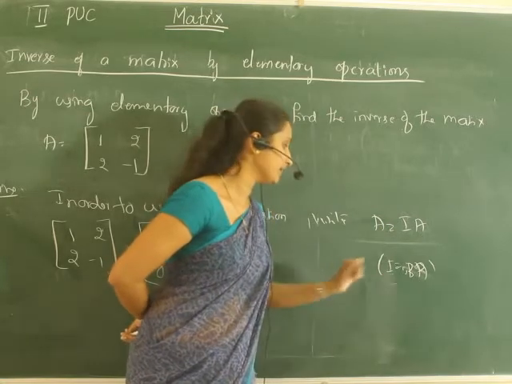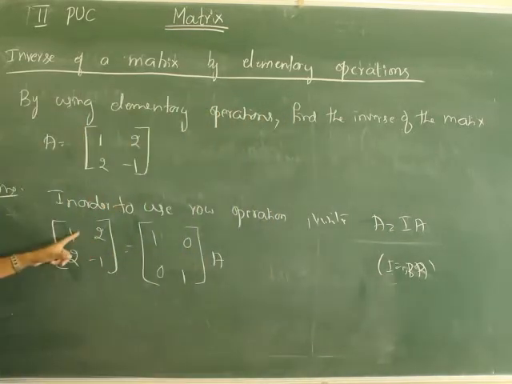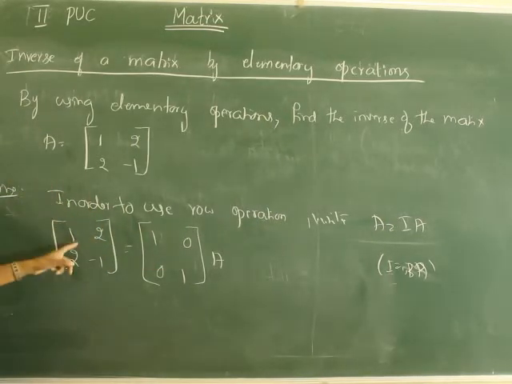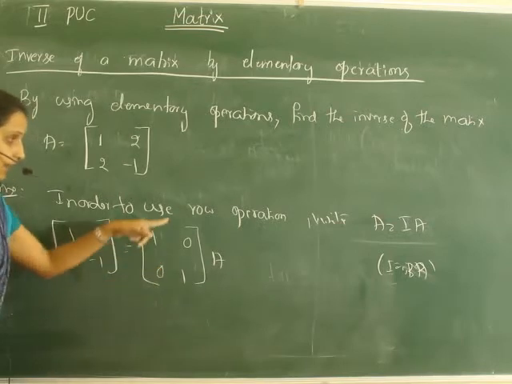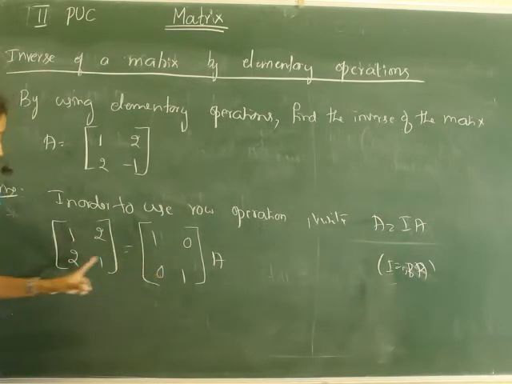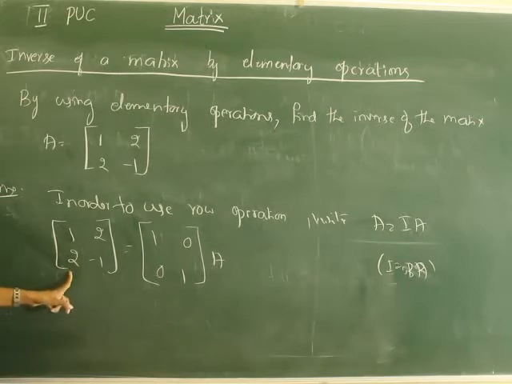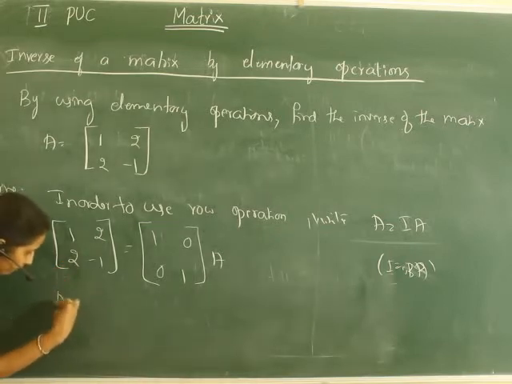That means the identity matrix, 1, 0, 0, 1. Already it is 1, so no need to change this 1. Next we have to convert this element to identity, which means it should be 0. That means I have to convert this 2 to 0. So which operation can we do now?